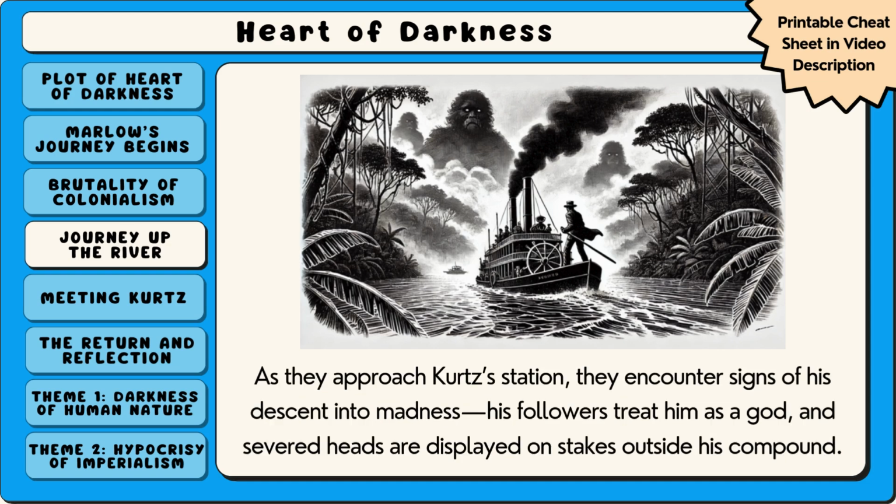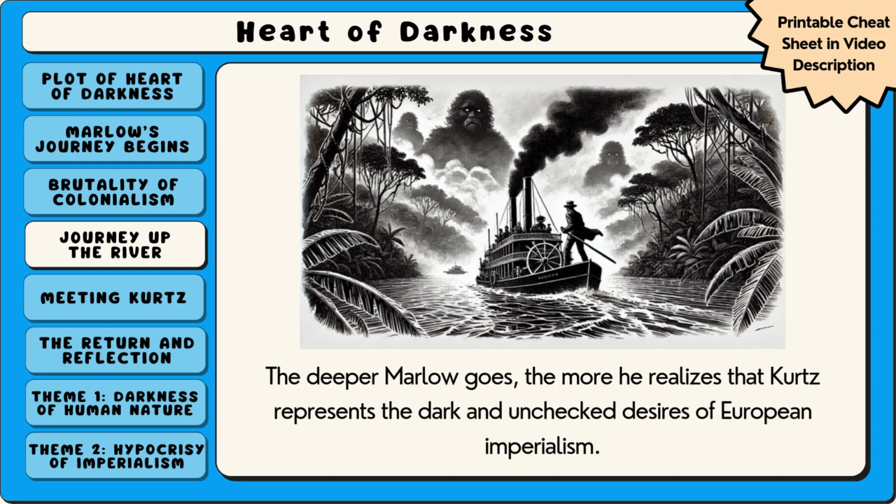As they approach Kurtz's station, they encounter signs of his descent into madness. His followers treat him as a god, and severed heads are displayed on stakes outside his compound. The deeper Marlow goes, the more he realizes that Kurtz represents the dark and unchecked desires of European imperialism.